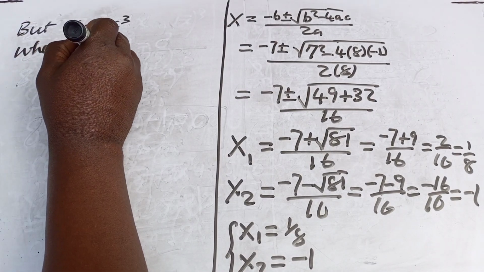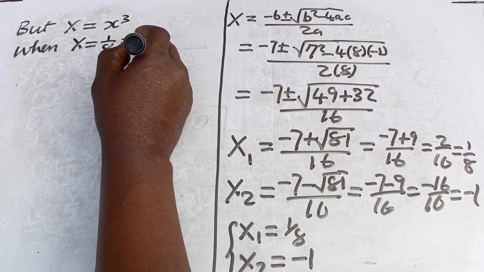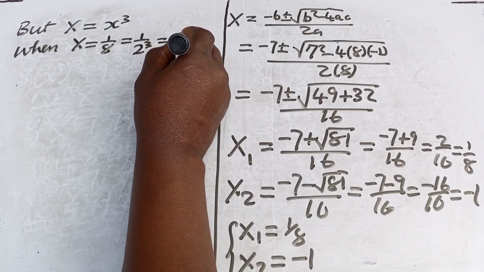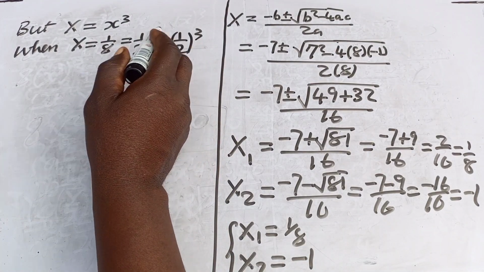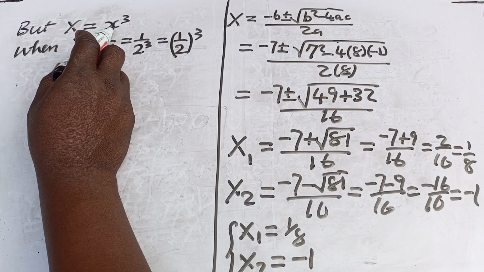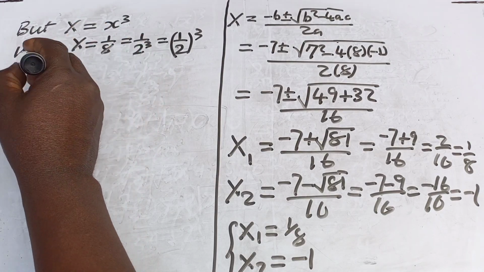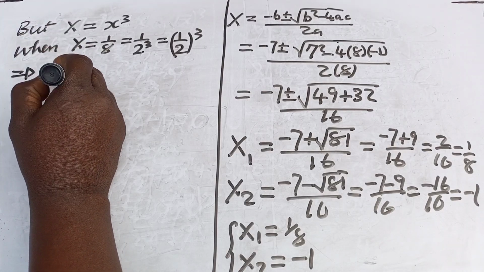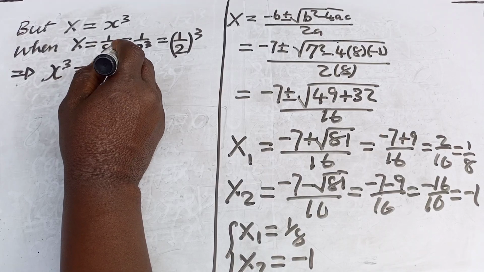When capital X is 1 all over 8, we can just write that as, we know 8 is 2 to the power 3. We can just write this as a half cube. We are choosing a half cube because our small x is cube. We want the powers to be uniform. That's why we do this transformation. Now let's put it there. So we are saying that small x cube is equal to a half cube.